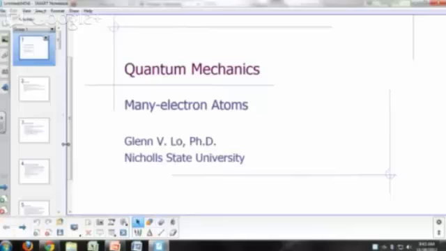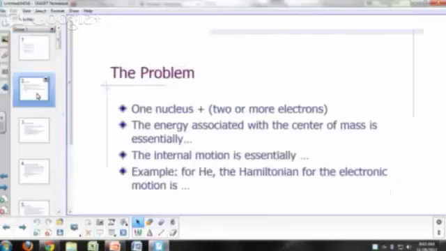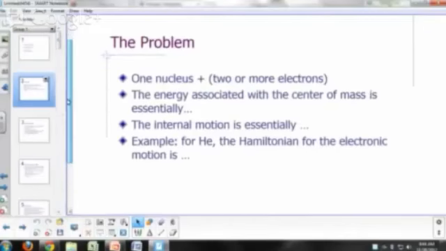So now let's look at the application of quantum mechanics to atoms that have more than one electron. Okay, we've already looked at the hydrogenic atoms, so this time we're going to look at atoms that have more than one electron. So the problem in this case would be you'd have one nucleus and two or more electrons.